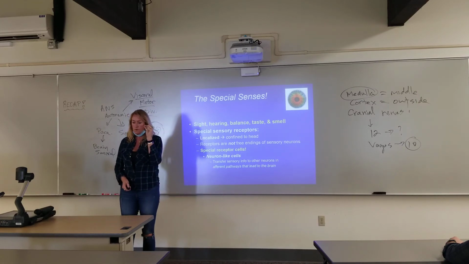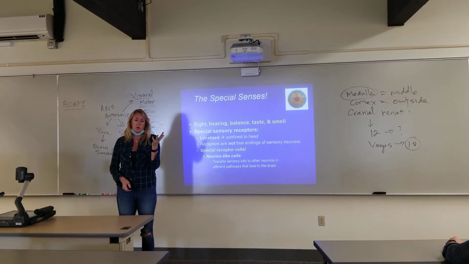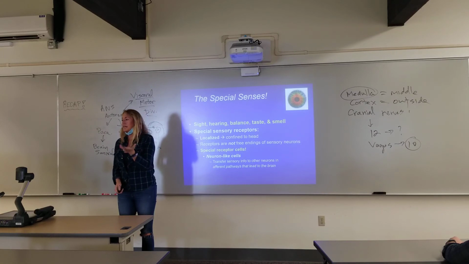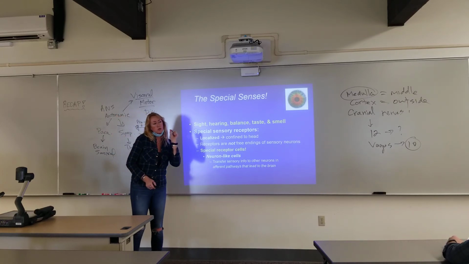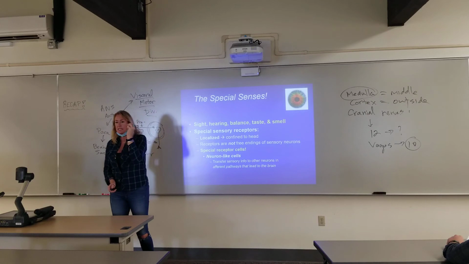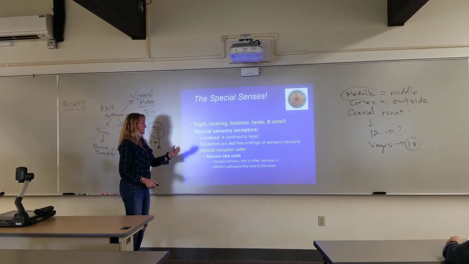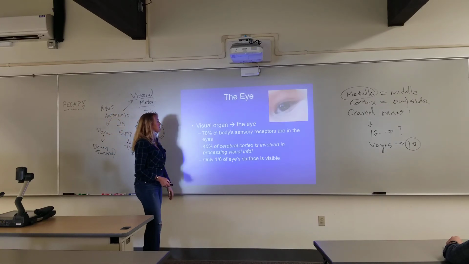You've got rods and cones in the back of your retina. Those are your photoreceptor neurons that detect light. You've got hair cells in your cochlea. Those are the neurons that detect pitch or sound frequency inside your ear. So these are specialized and confined to the head.